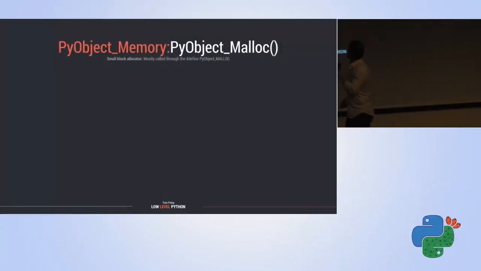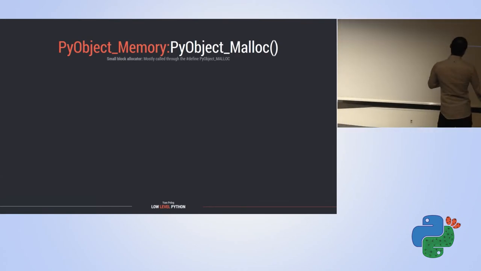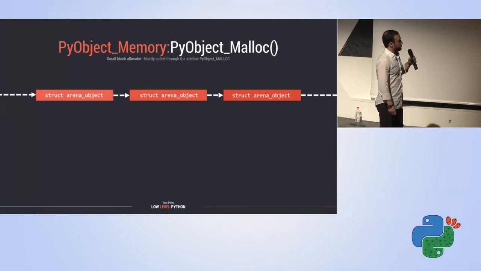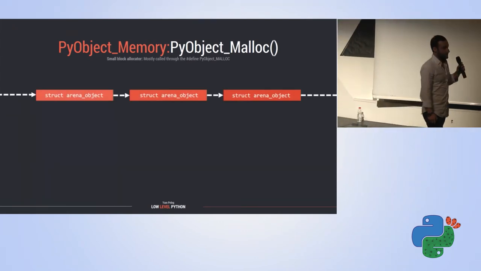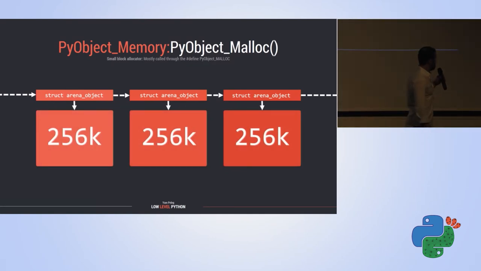So let's talk a bit about memory management in Python, how Python actually implements memory management. We start with something called the arena list. Each arena holds a pre-malloced 256k.